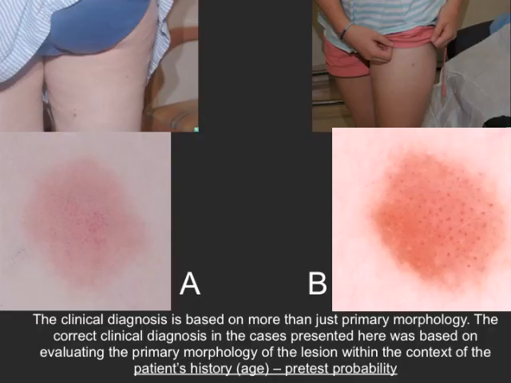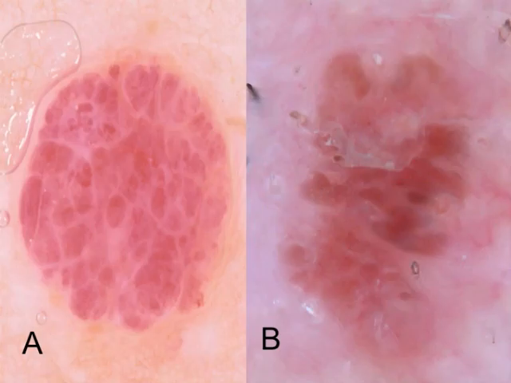The accurate clinical diagnosis of a given lesion rests on more than just the dermoscopic primary morphology of the lesion in question. It also requires knowing the pretest probability for a given diagnosis. Let us now examine case 5 and 6. Here are two red lesions. What is your diagnosis for A and B?